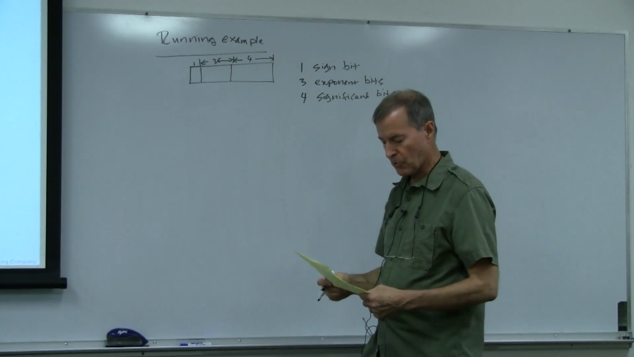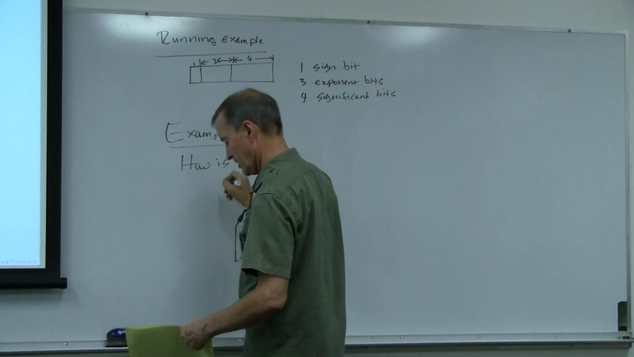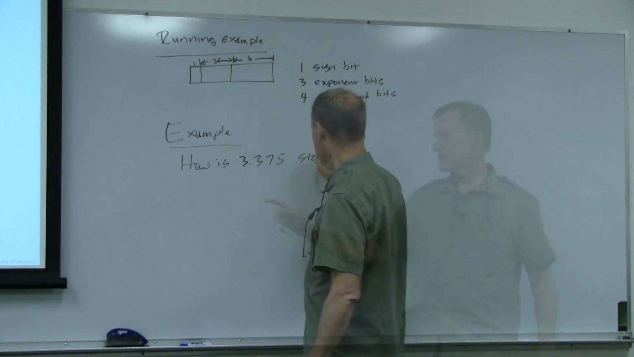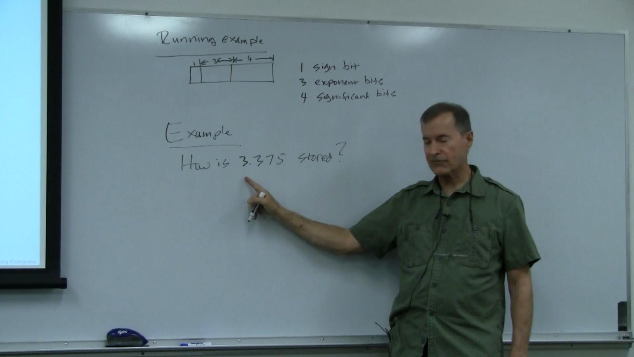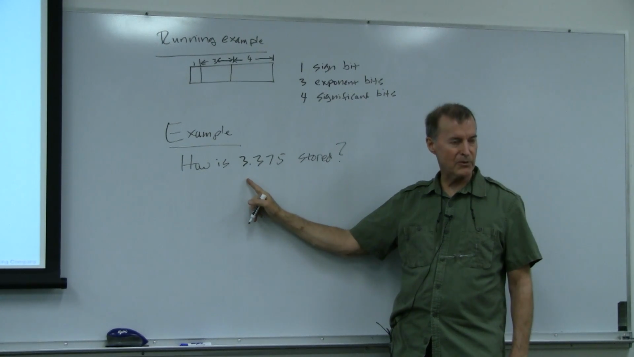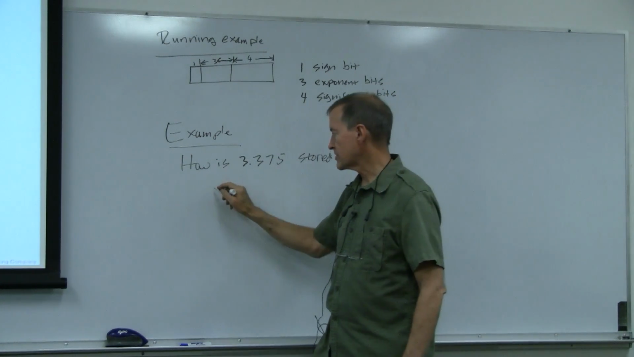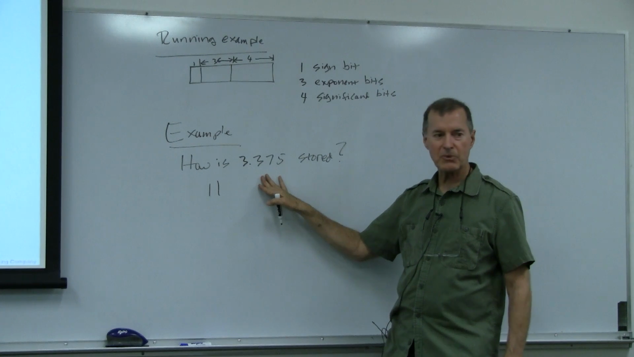All right, and here's the question. How is 3.375 stored? Well, we take it in parts. How is 3 stored? To the left of the point, it's 3 in binary: 1, 1. Is everybody good? So this is 1, 1. Now what about the 0.375? Can somebody whip that out real quick?